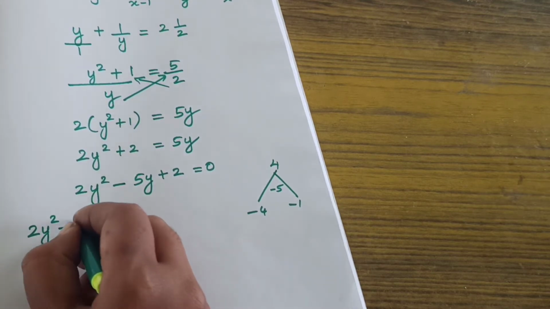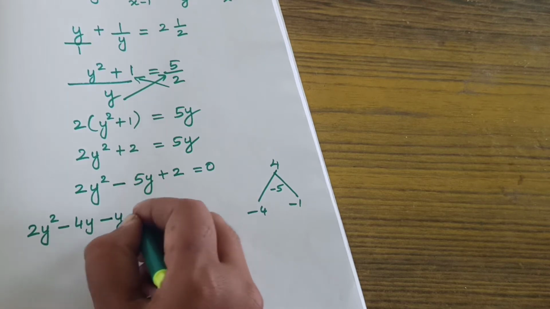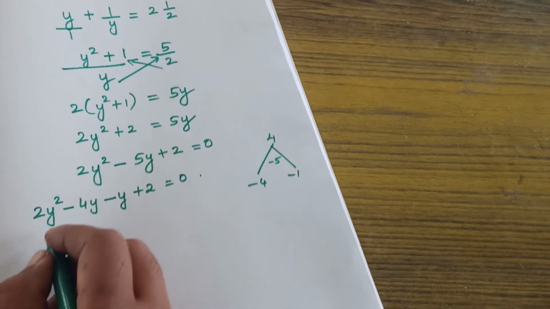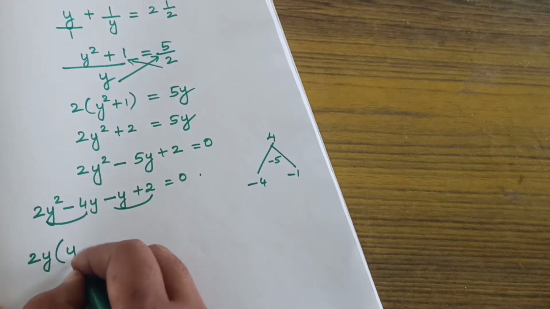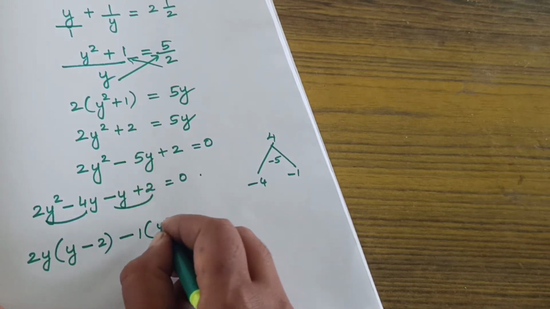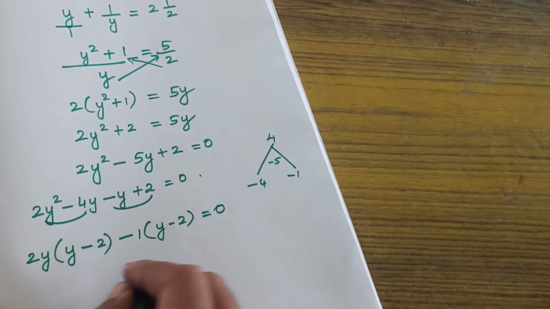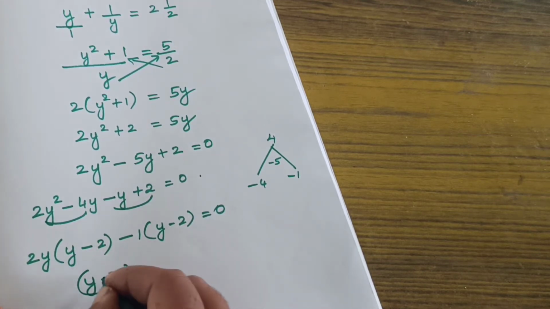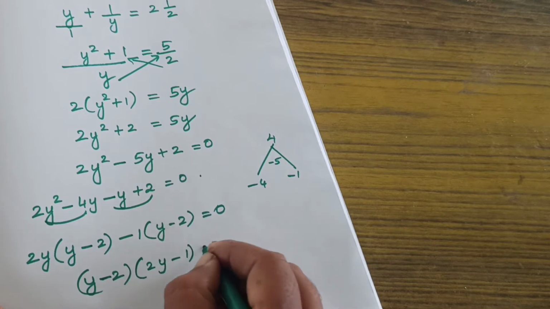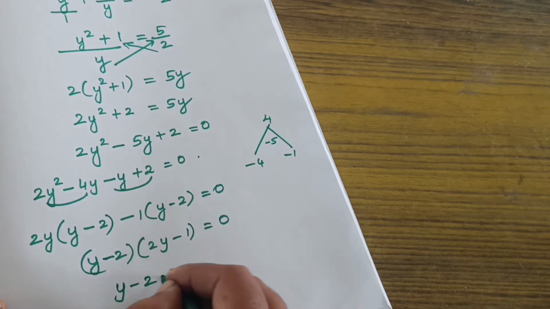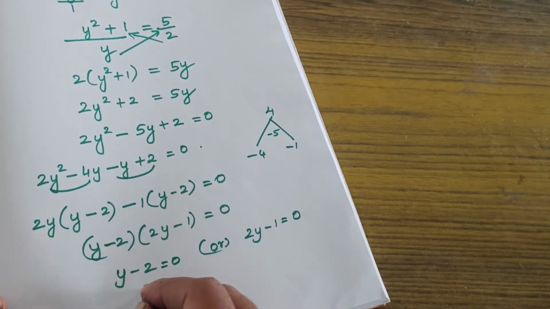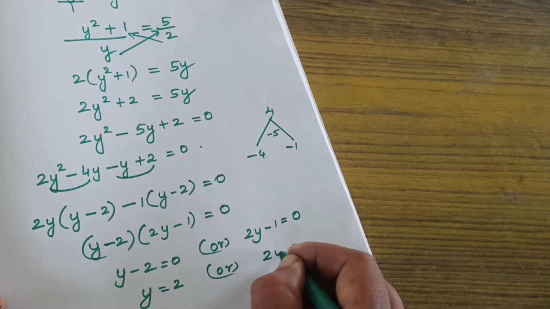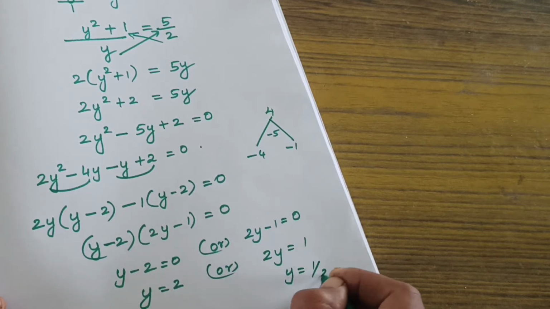So 2y square minus 4y minus y plus 2 equal to 0. Taking common from the 2 terms, if you take 2y outside, y minus 2, and here minus 1, then y minus 2 equal to 0. Then again common, y minus 2 into 2y minus 1 equal to 0. So y minus 2 equal to 0 or 2y minus 1 equal to 0. So y is equal to 0 plus 2, that is 2, or 2y is equal to 1, y is equal to 1 by 2.